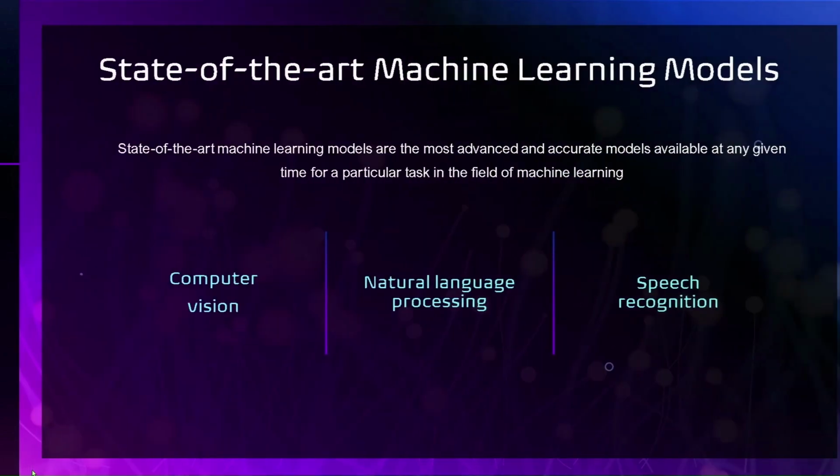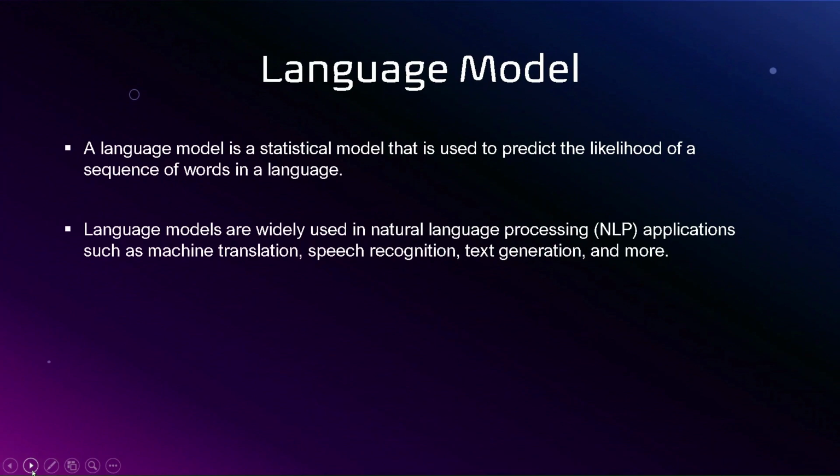Okay, let's move on to the next part, that is language model. So we might have heard this word language model. They have used this language model basically in OpenAI API. They have used GPT-3 language model. So before going on to the GPT-3, first understand what is this language model.